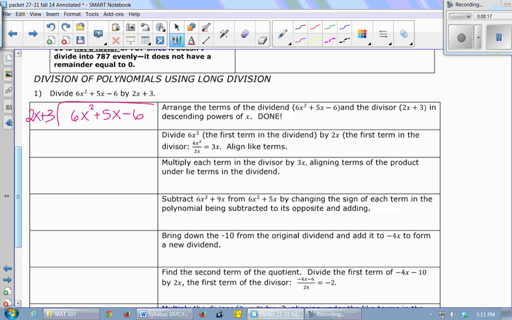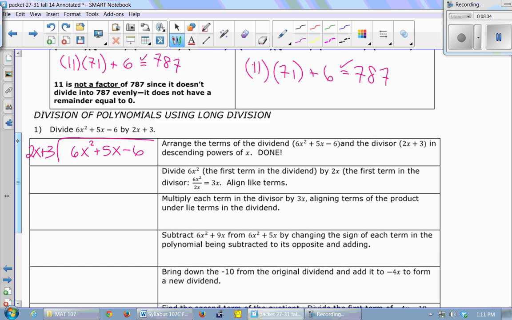So I say 2x goes into 6x squared how many times? 3x. Or alternatively, if that doesn't make sense to you, you would say, what do you multiply 2x by to make 6x squared? The answer is 3x, right? So I should have written this a little bit lower so that I'd have room to put the quotient. Okay, so 2x goes into 6x squared 3x times. I'm going to put a 3x up here.